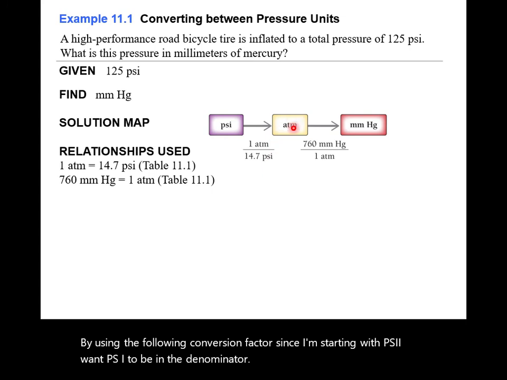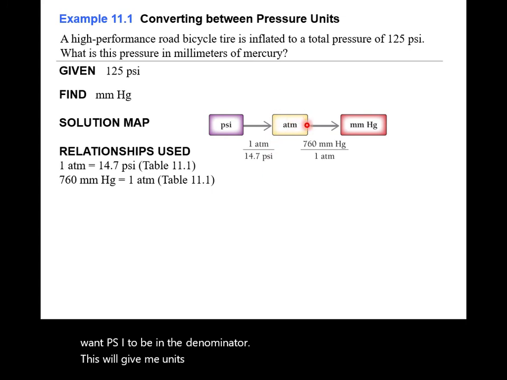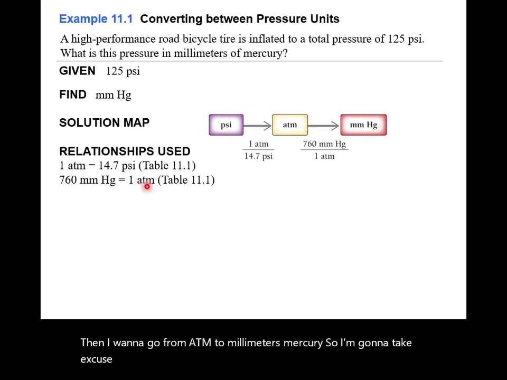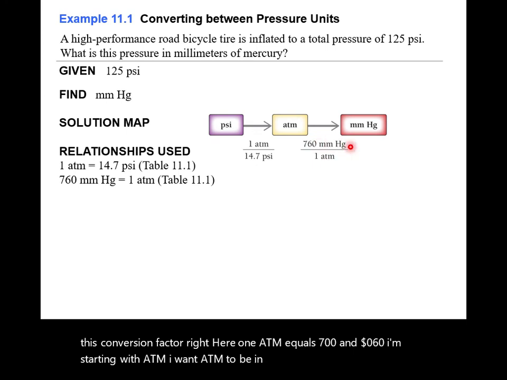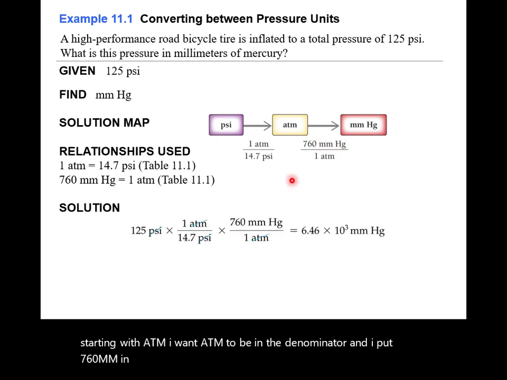This will give me units in atm. Then I want to go from atm to millimeters of mercury, so I'm going to take this conversion factor right here, 1 atm equals 760 millimeters of mercury. Since I'm starting with atm, I want atm to be in the denominator, and I put 760 millimeters in the numerator. So then I'll set it up as such.